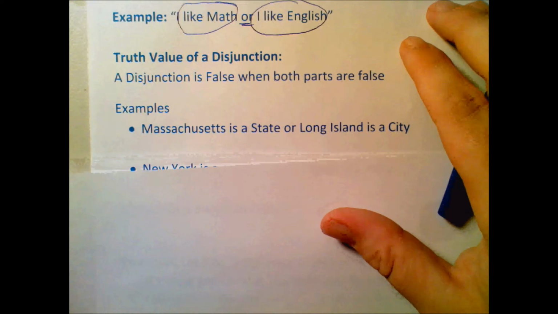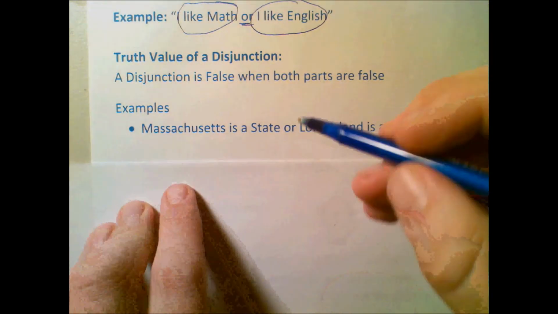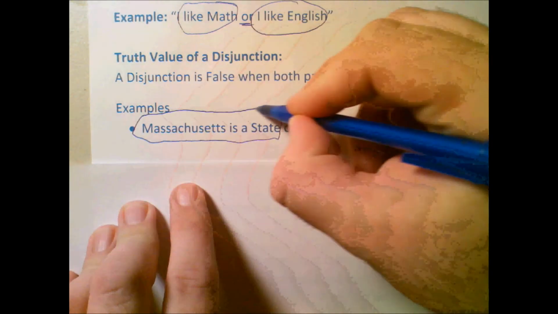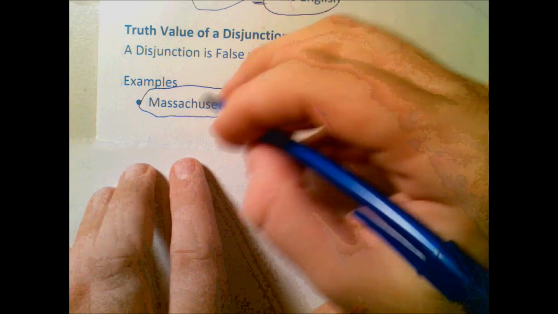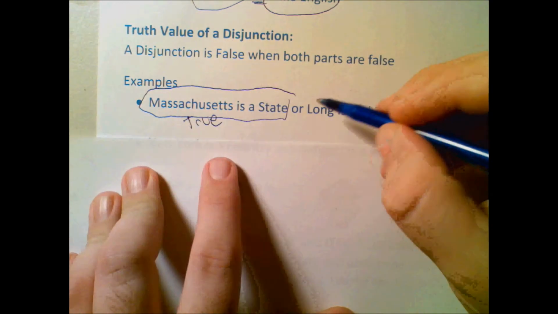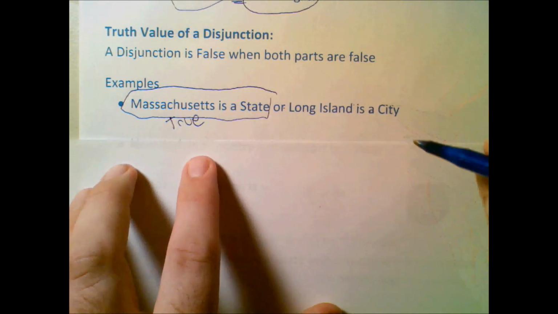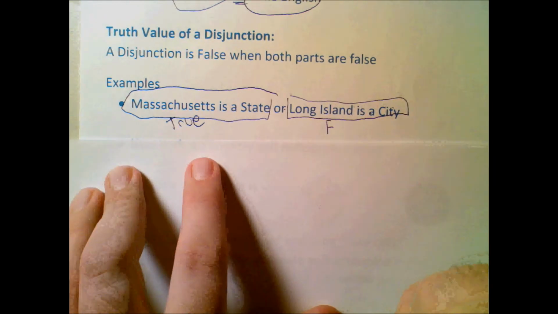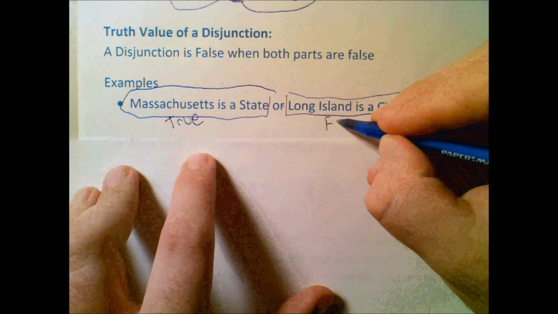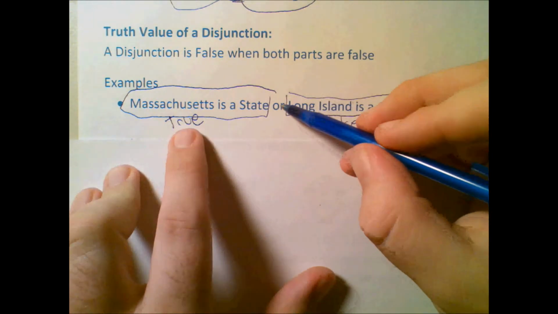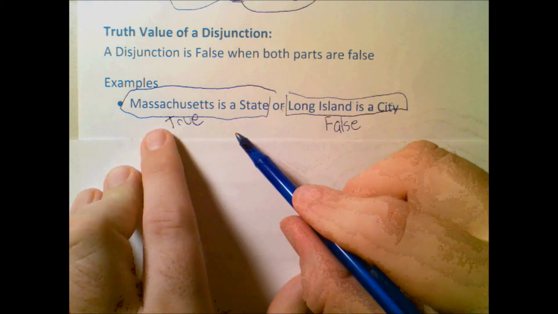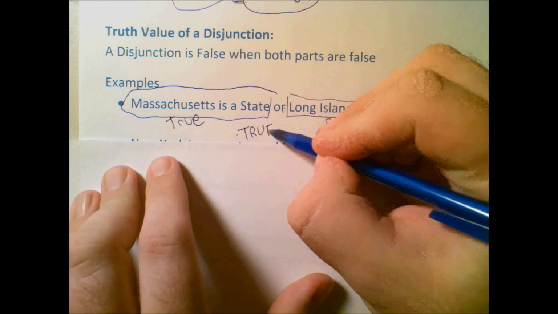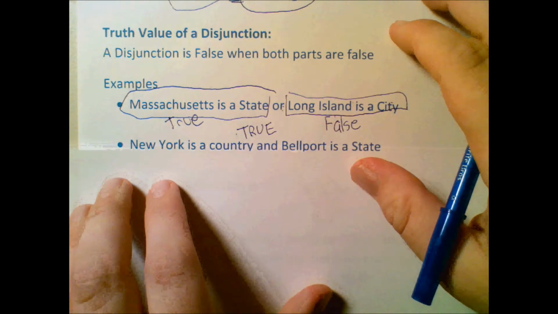So let's take a look at this example. Massachusetts is a state or Long Island is a city. Now, Massachusetts is a state is the first statement. That's true. And or Long Island is a city. That's a false statement. Long Island is not a city, except for if you go to Long Island City. But we're talking about Long Island, the whole island. So this part of the statement is false. Now, because it's an or, because the first part's true, it doesn't matter about the second part, so that means the whole thing is true.